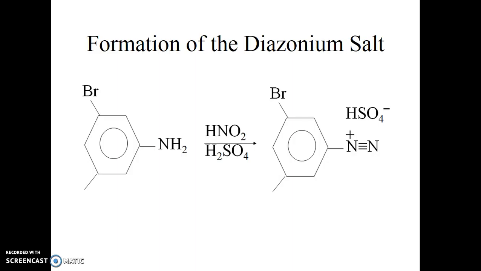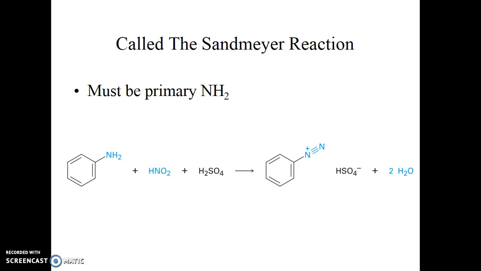To form the diazonium salt, what we do is we take aniline, any aniline, it can be substituted, and treat it with nitrous acid. Notice there's only 2 oxygens, so it's nitrous acid. That forms the diazonium salt, which is then reacted in situ. You must have a primary aniline. It cannot have other substitutions on this nitrogen. The ring can be substituted, but not the nitrogen.